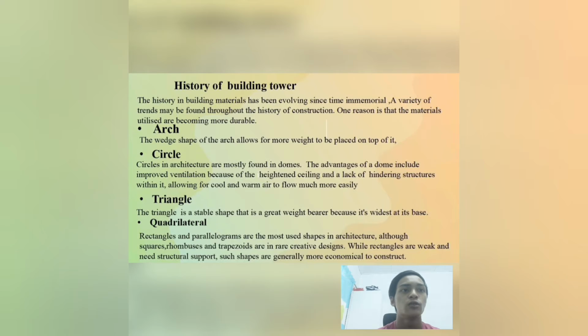And the last is quadrilateral. Rectangle and parallelogram are the most used shape in architecture. The top square, rhombus and trapezoid are in rare creative design, while rectangle are weak and need structural support. Such shapes are generally more economical to construct.